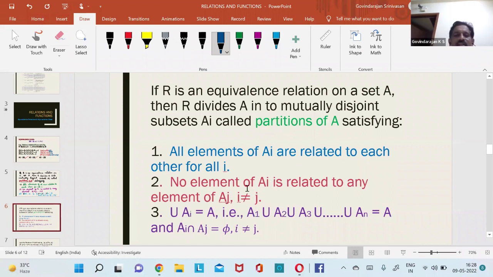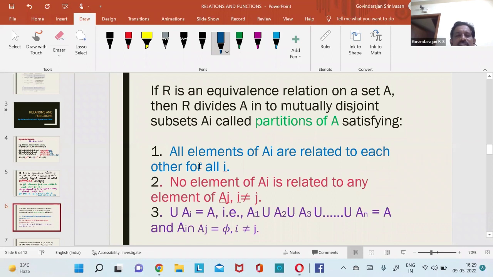That means they are pairwise disjoint. We call these disjoint sets. And the union of all the Ai is equal to A. That is, A1 union A2 union A3 and so on up to An is equal to the set A. That means the union of all the subsets is the set A. And Ai intersection Aj is an empty set where i is not equal to j. That's what mutually disjoint sets means.